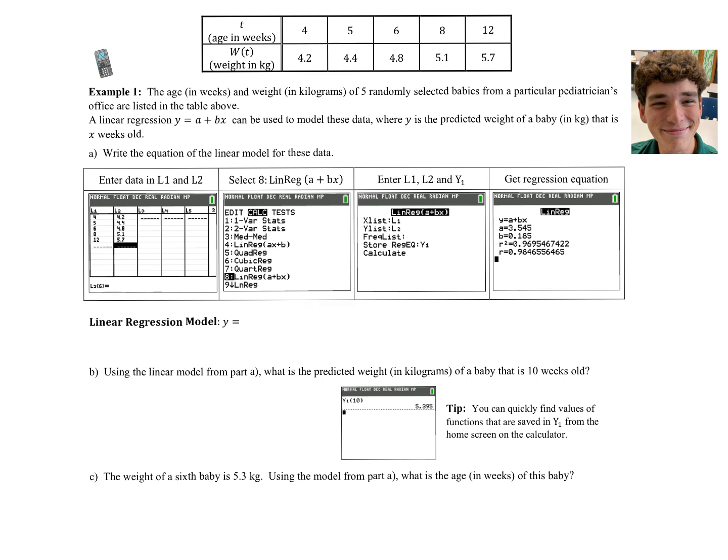Example 1, the age in weeks and weight in kilograms of 5 randomly selected babies from a particular pediatrician's office are listed in the table above. A linear regression y equals a plus bx can be used to model these data, where y is the predicted weight of a baby in kilograms, that is x weeks old.